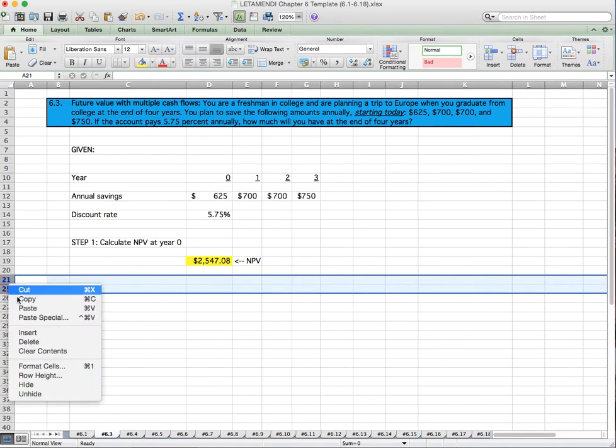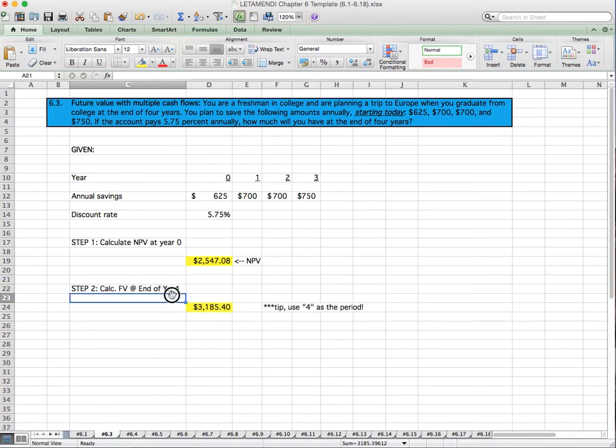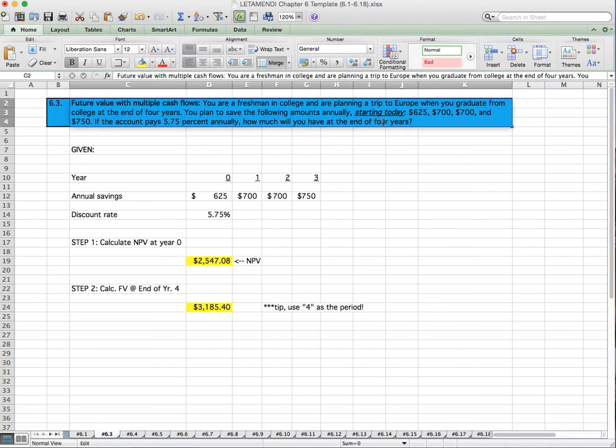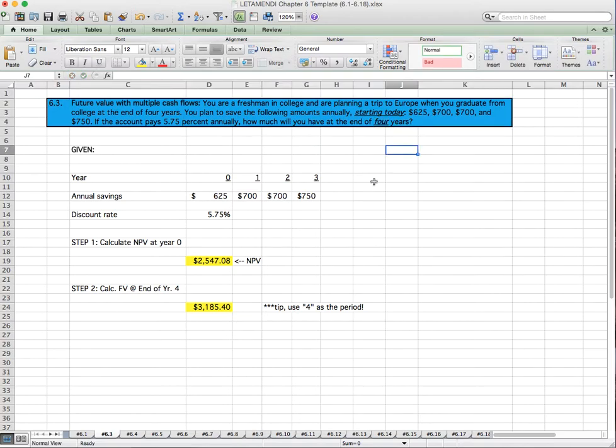So once you have the net present value, we can go ahead and move forward and find out the future value at the end of year 4. One tip that I can give you is to use 4 as the period, because where does it say this? Here we go. How much will you have at the end of 4 years? So that's important that you note that.